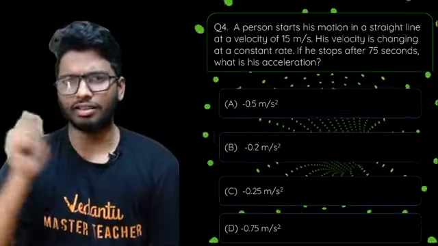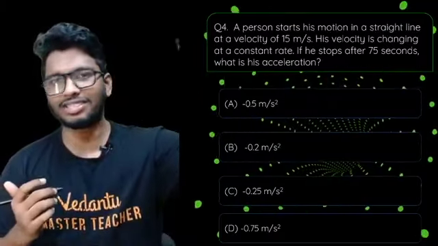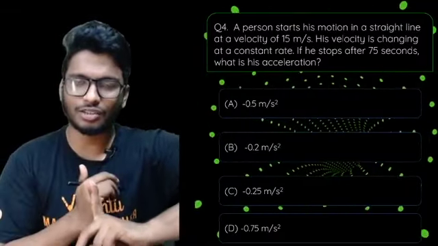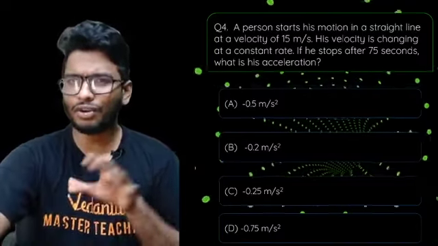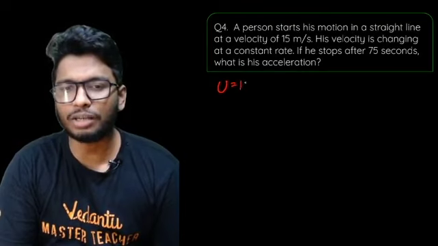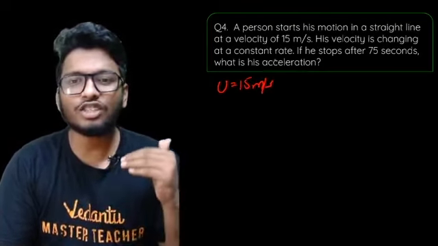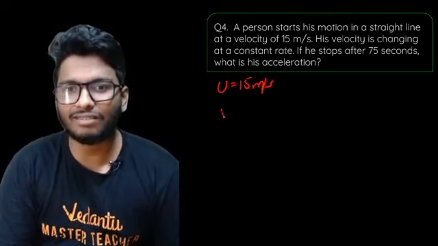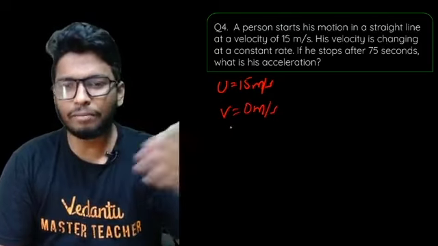Now in this situation, like I told you, you can have acceleration to be positive, negative, or 0. We talked about 0 already. We saw positive acceleration too, but this is an example of negative acceleration. Why so? If you look at the example itself, his initial velocity is 15 meters per second. And then he stops, which means that his final velocity is 0 meters per second. And his time taken is 75 seconds.